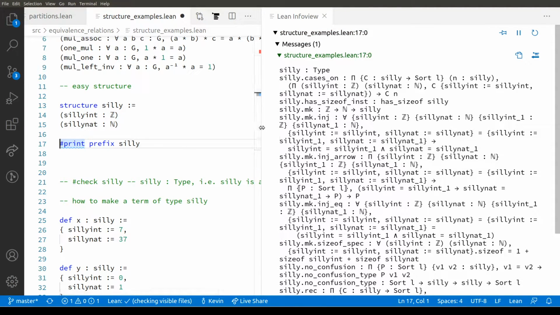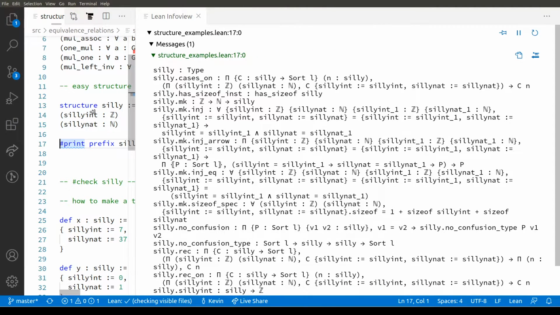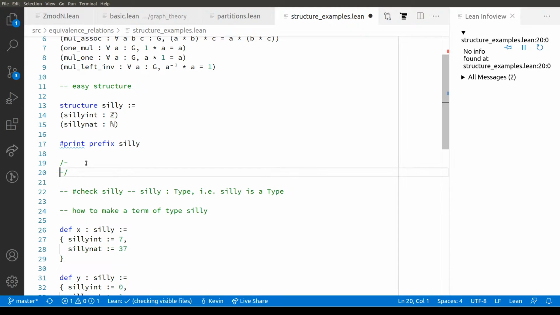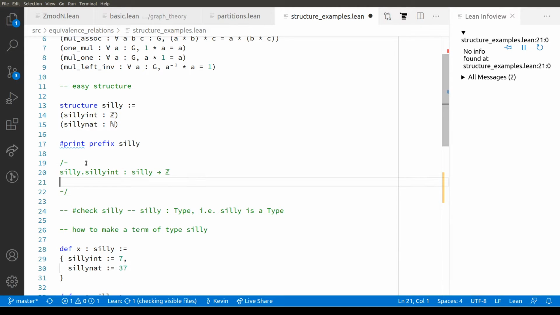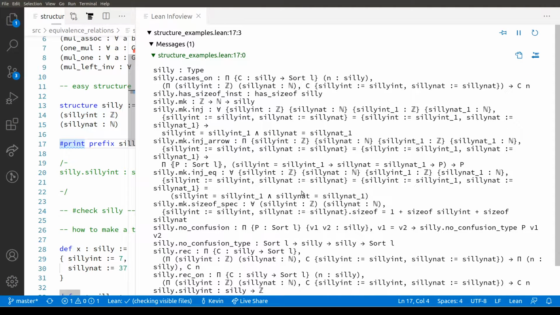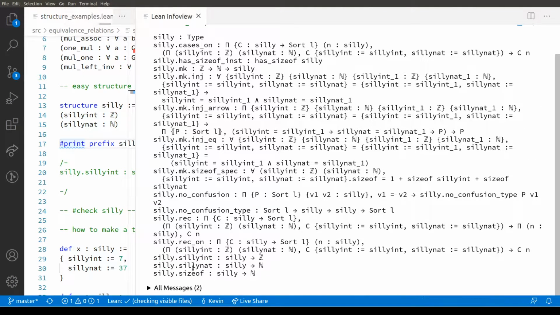So Lean already knows a ton of stuff about silly. And most of these things were written by a computer. There's an important thing, there's a function here, right? Let's pull out the things which are going to be useful. There's this silly.sillyint, which is a map from silly to the integers. And there's probably silly.sillynat as well. There is.